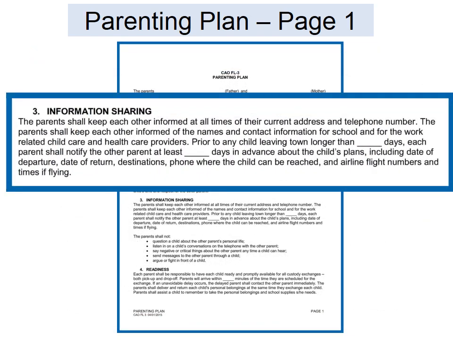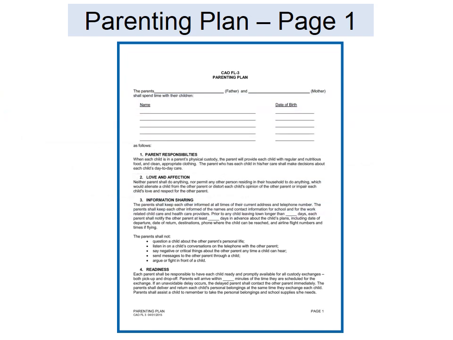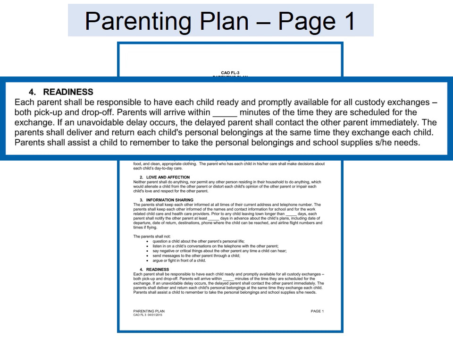Paragraph 3 is where you will include specific details you would like in your parenting plan regarding information sharing. Here's an example. Prior to any child leaving town longer than 3 days, each parent shall notify the other parent at least 7 days in advance. Paragraph 4 addresses readiness for custody exchanges. Here's an example. Parents will arrive within 15 minutes of the time they are scheduled for the exchange.